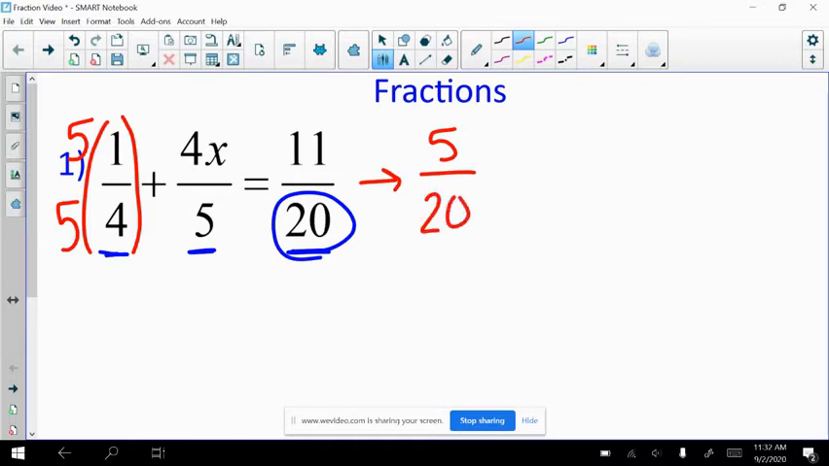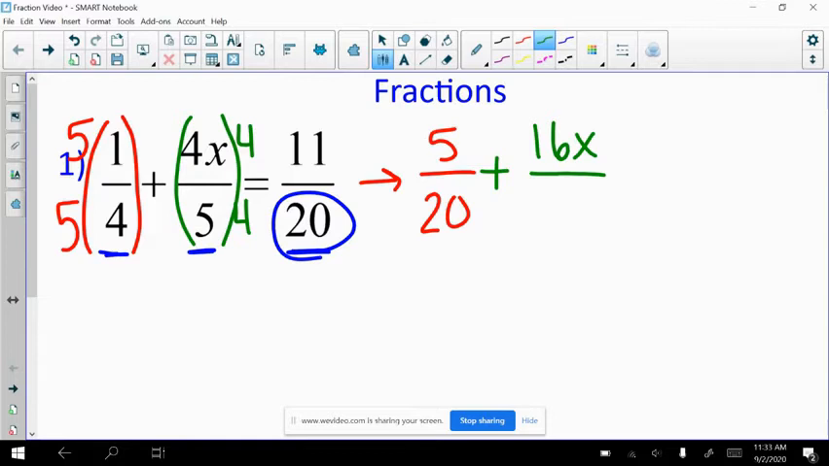Now the middle one, I have a 5 in the denominator. Similarly, if I multiplied 5 by 4, I could turn that into a 20. But whatever I do to the bottom, I have to do to the top. So 4 times 4 is 16, so I have 16x over 5 times 4, which is 20. And lastly, I am not going to multiply anything on the other side because it already has a denominator of 20.